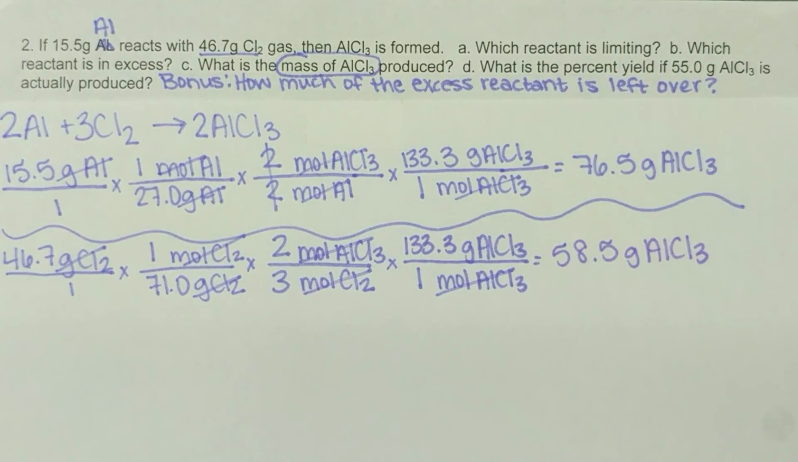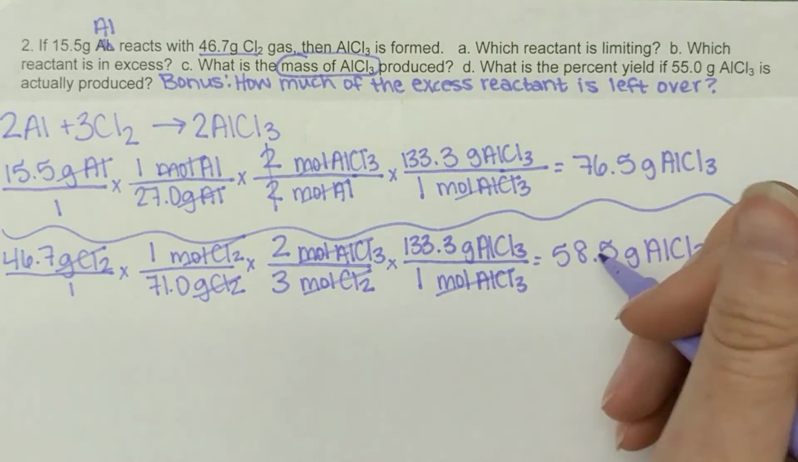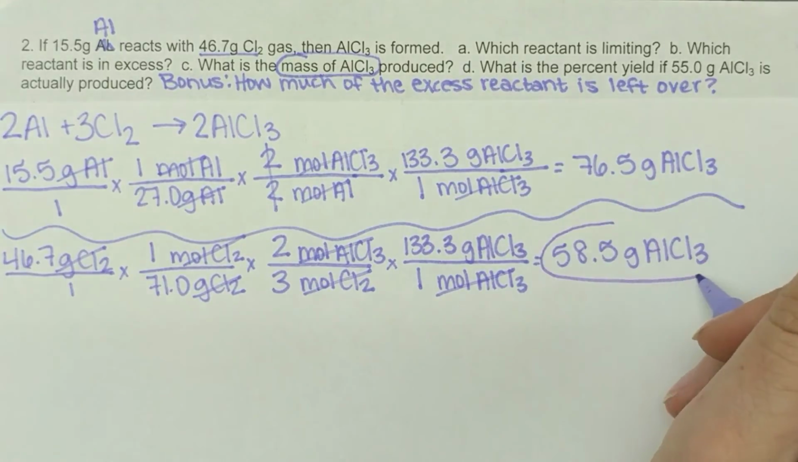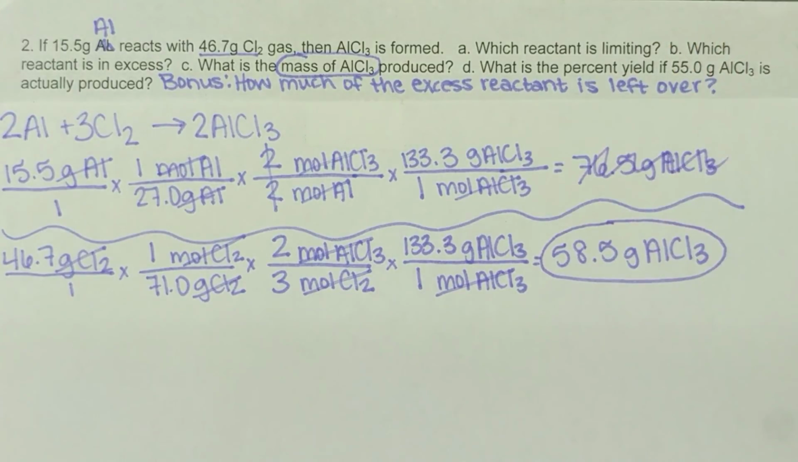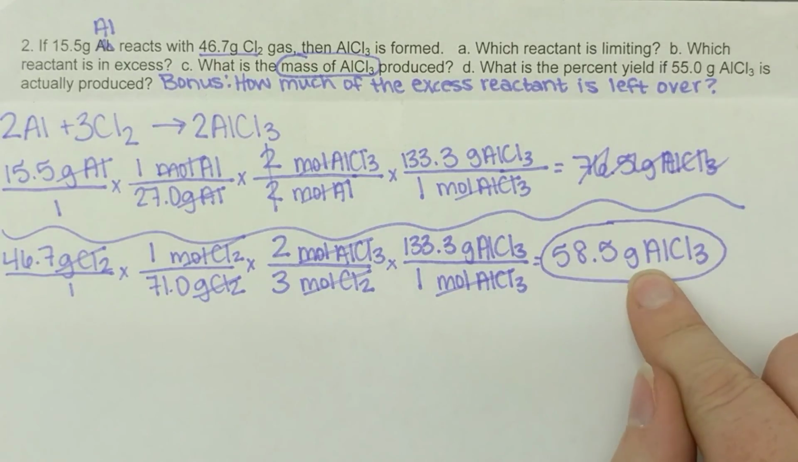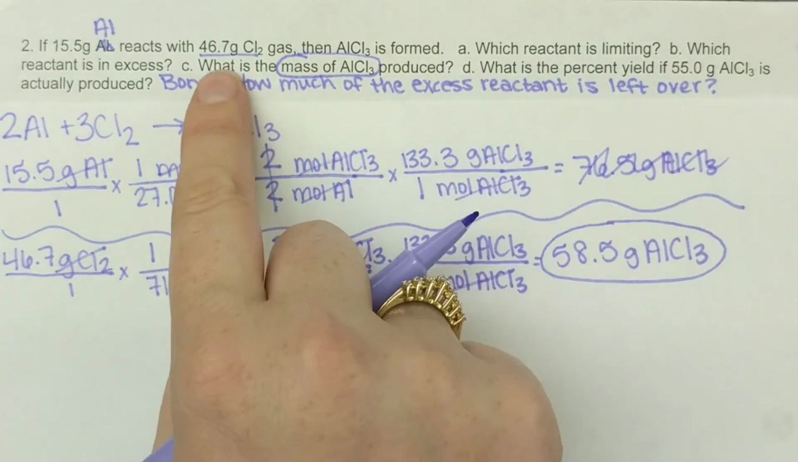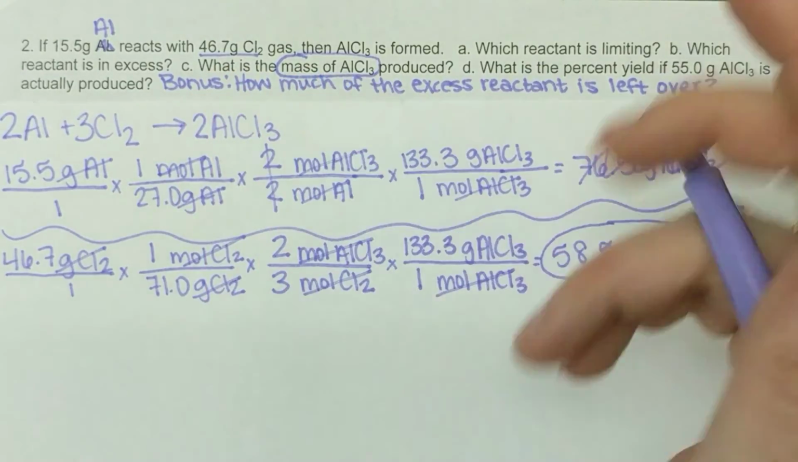Okay, I got two answers. My answer is going to be the smaller of the two answers. So this is how much is actually going to be produced, and this number is essentially useless. That's always how it's going to be. You're going to have one that's valid, a smaller answer, and one that's useless. This is how much is actually produced. So this is the answer to C. What's the mass of aluminum chloride produced?